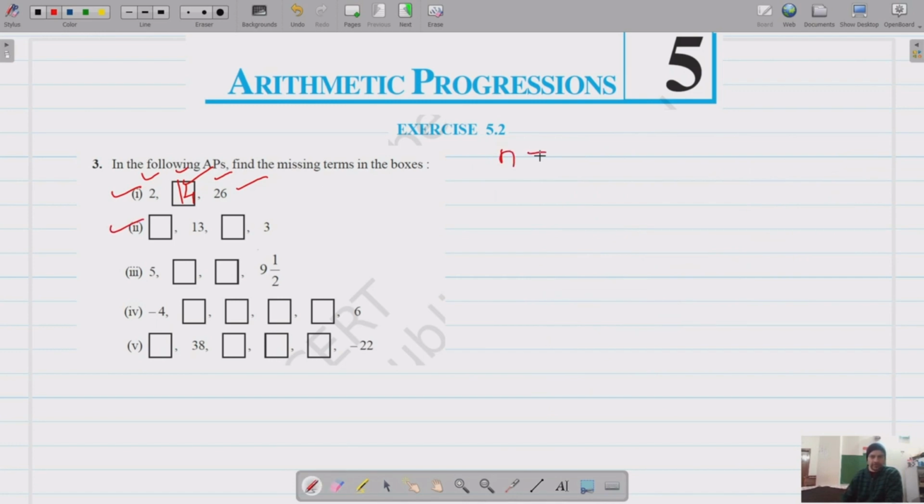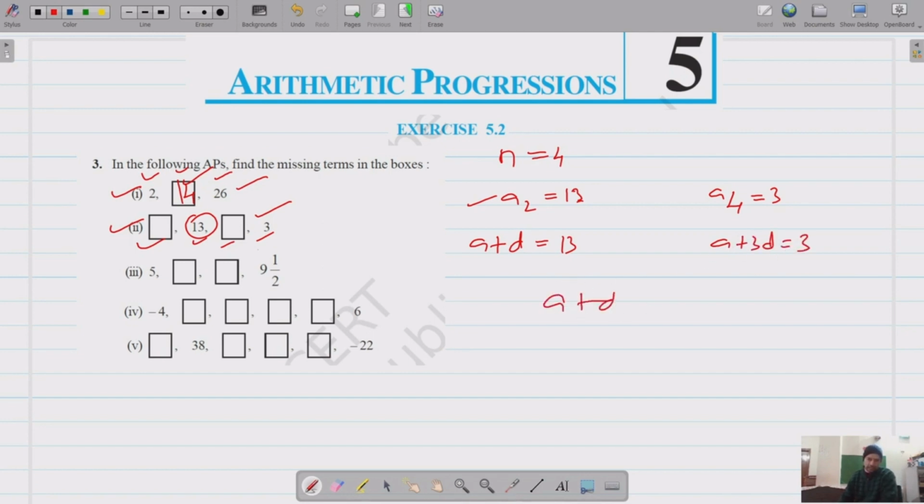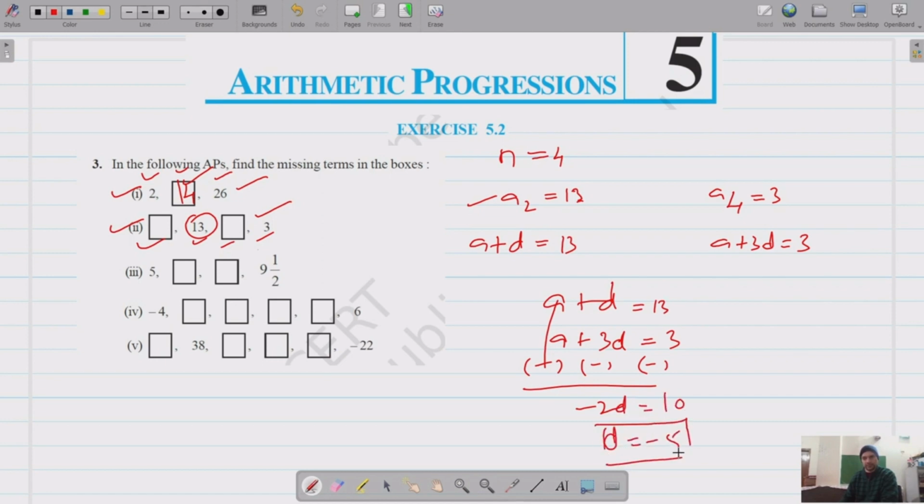So the total number of terms here is 4. It's 1, 2, 3 and 4, and this is the second term, so A2 is 13, and this is the fourth term, so A4 is 3. So A2 is A plus D is 13, and A4 is A plus 3D is 3. If we subtract these equations, A plus D and A plus 3D, that gives us minus 2D, 13 minus 3 is 10, and D is negative 5.